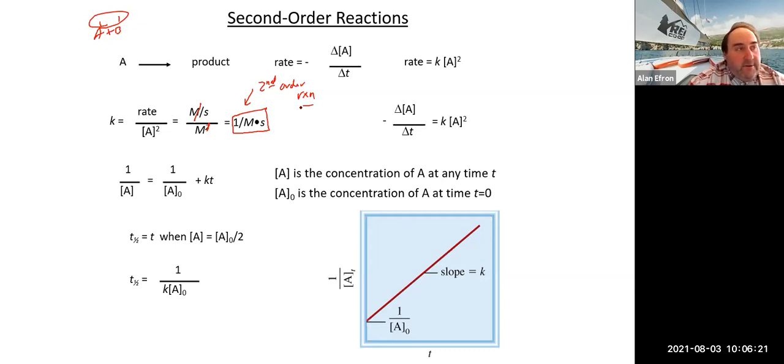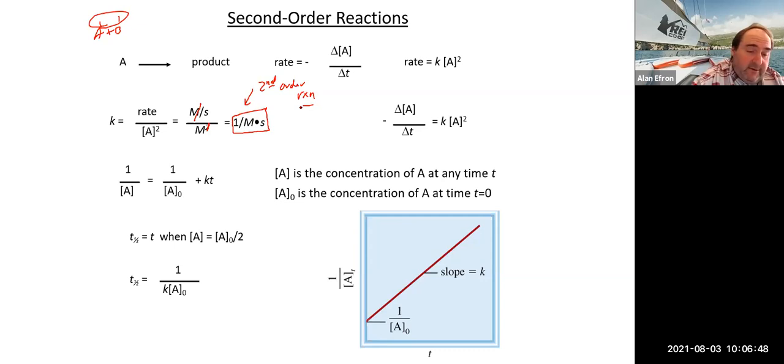Much like first order, seconds is a very common unit of time when you're doing kinetics experiments, but it doesn't necessarily have to be seconds. So you could have 1 over molar minutes or 1 over molar hours or days or something like that, and it would still be considered a second order reaction. So a lot of times seconds is your most common unit, but it doesn't always have to be the unit of time that you see.